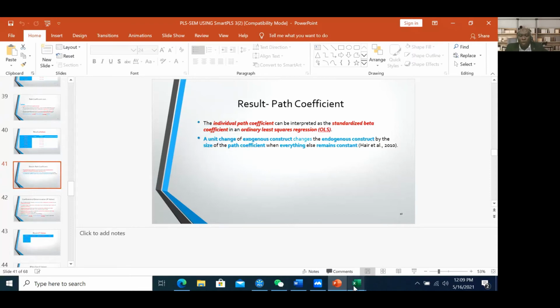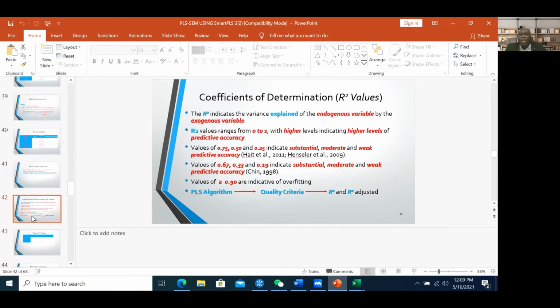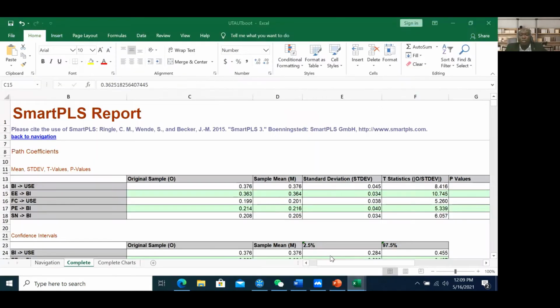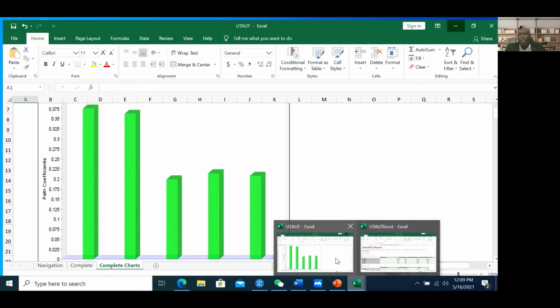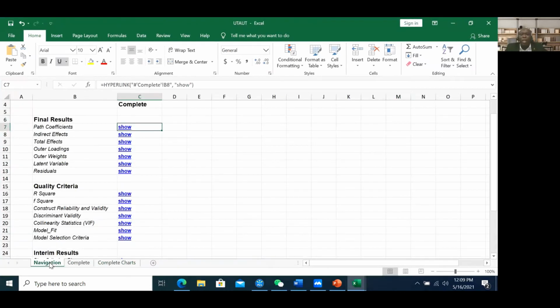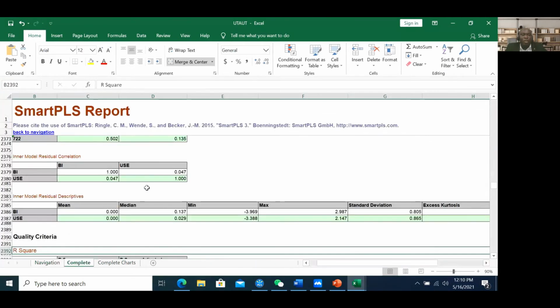Now we're going to look at what we call the predictive relevance of the in-sample. For the predictive relevance, number one, you're going to look for the R-square value. You can get it from the PLS report, from here, quality criteria. You see R-square, you click on it.